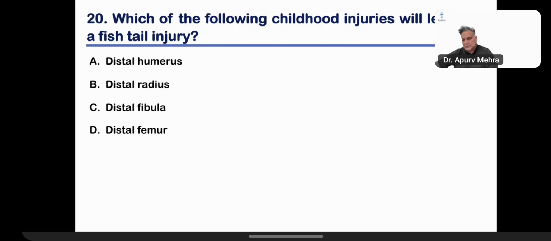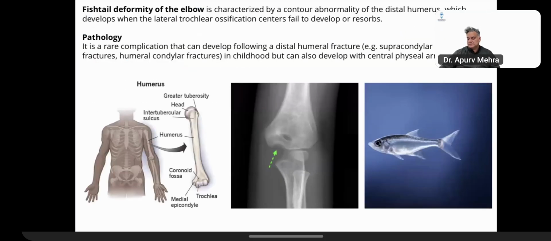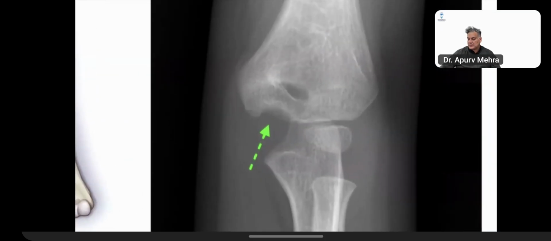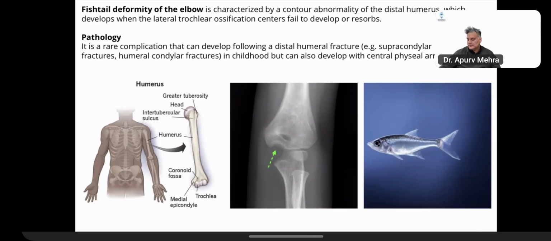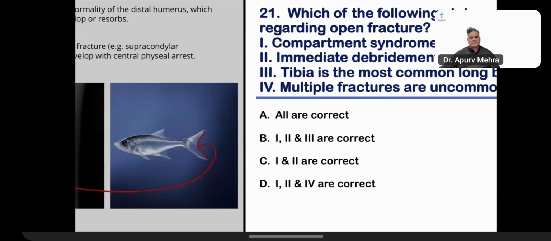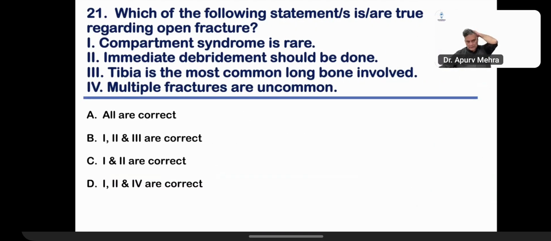Which of the following will lead to a fishtail deformity? We did this in detail yesterday. Distal humerus fracture. Okay, so that is how the fishtail deformity looks, like the tail of a fish. Fishtail deformity, distal humerus fracture. Next.